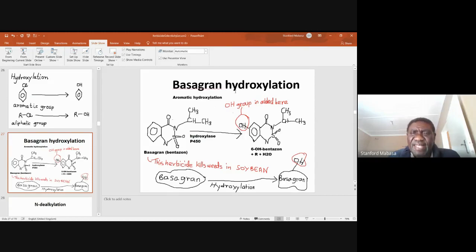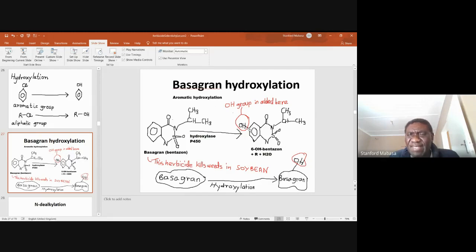Here I have got a Basagran hydroxylation. Please don't be scared by these chemical structures. I just want to show you what can happen to this big structure of Basagran. What has happened is that an OH group has been added on this benzene ring in the presence of cytochrome P450. It's a hydroxylase because it causes hydroxylation.